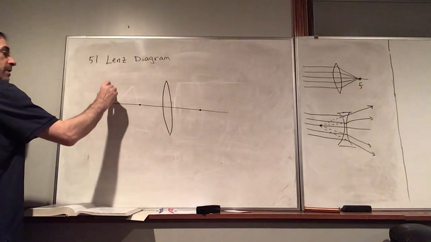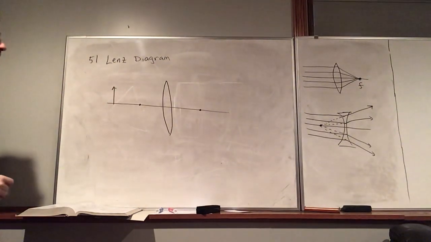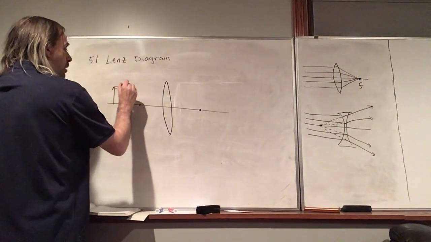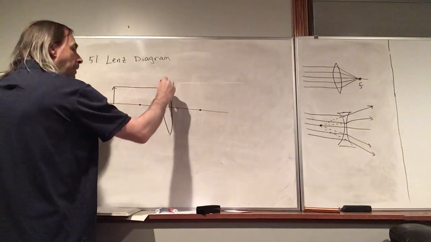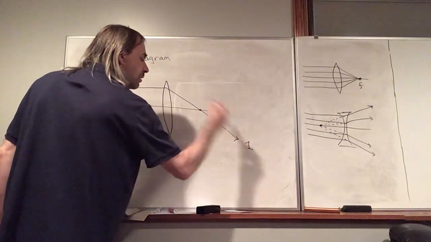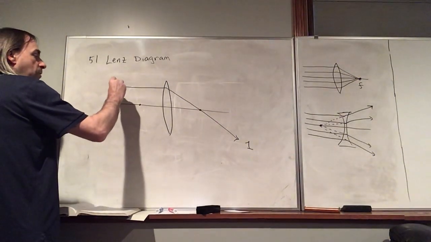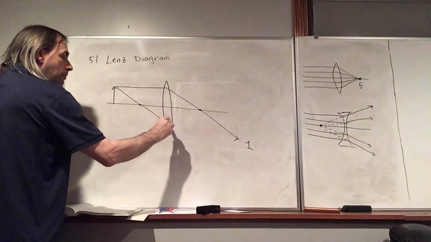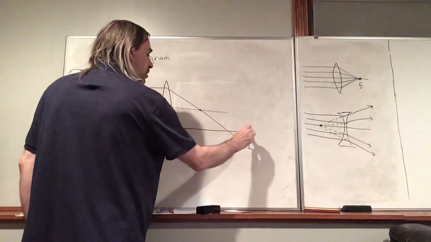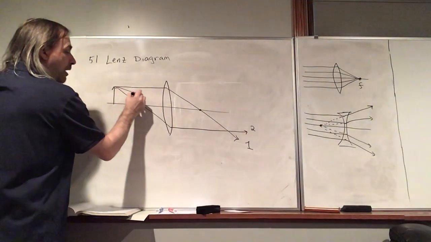And let's say we have our object here, and we want to know what the image looks like. Just like before, we have three special rays that we can draw. The first one, parallel to the principal axis, and then through the focal point on the opposite side. So that would be ray 1. Now the second one goes through the focal point on the left side, and then it comes out parallel to the principal axis. So that would be 2. And ray 3 goes right through the center.